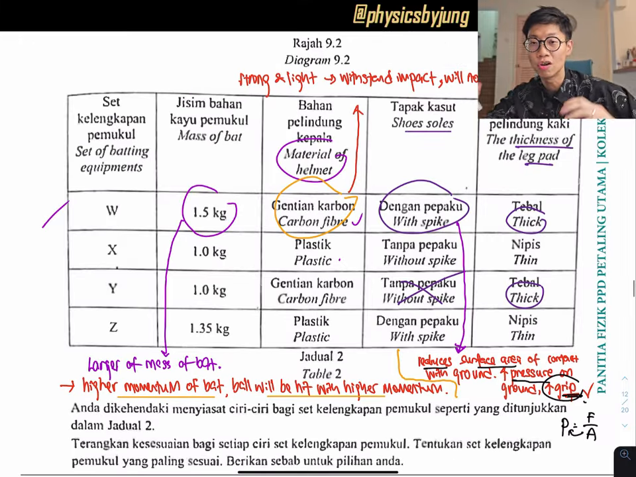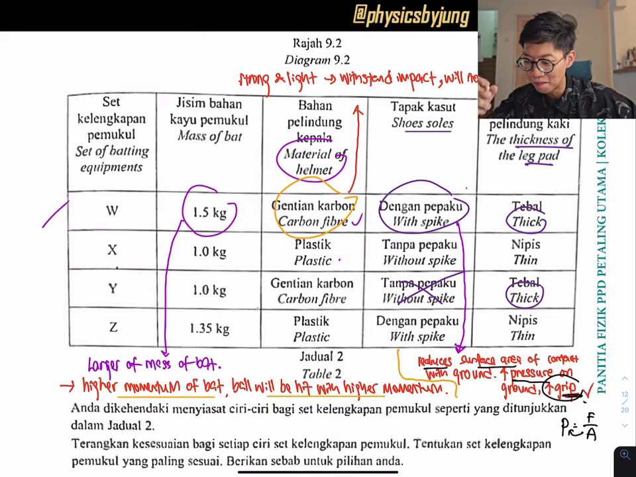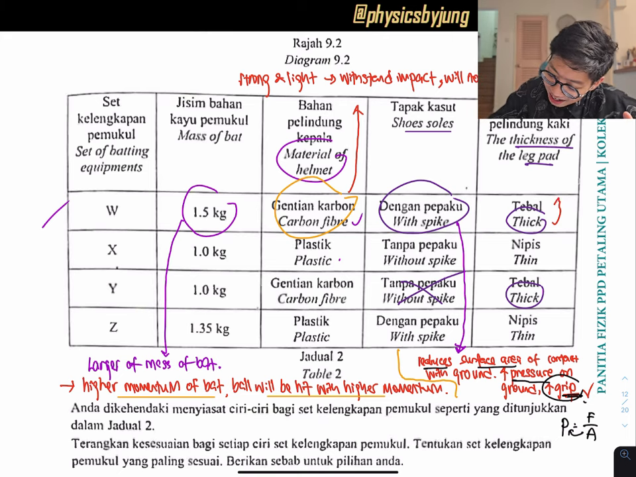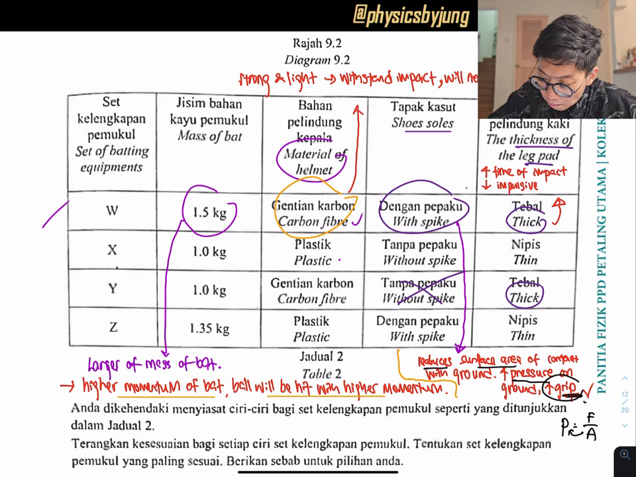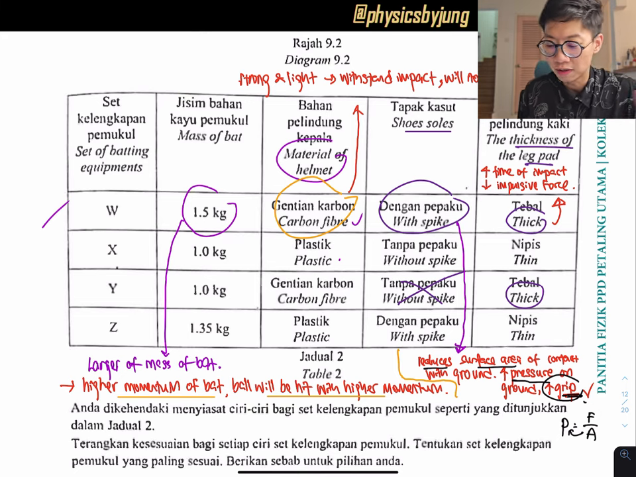Okay guys, this is your last time doing SPM physics already. Why you don't want to write more answer? Okay? Okay, lastly, ticker. Why ticker? So standard, this is to increase your time of impact. And what is your aim here is to reduce the impulsive force acting on the leg, so it can reduce injury or can prevent the person from being injured.